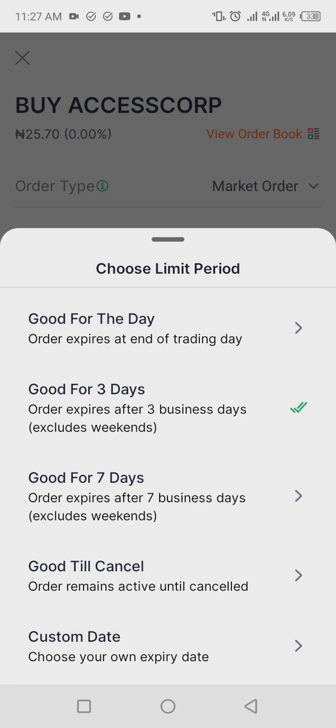They will initiate the buy for you at the end of 7 days. They will not do it today. They will not do it tomorrow. After 7 working days, that's when they will initiate the buy.